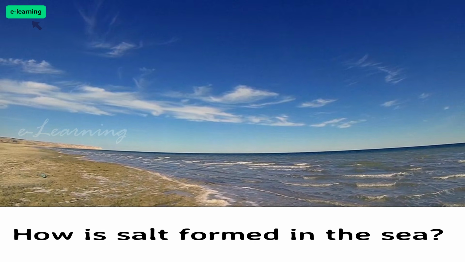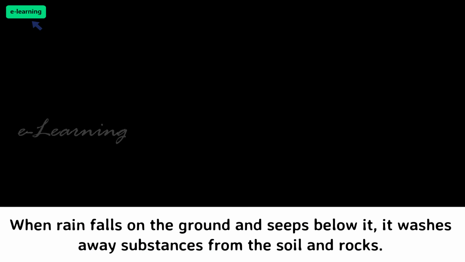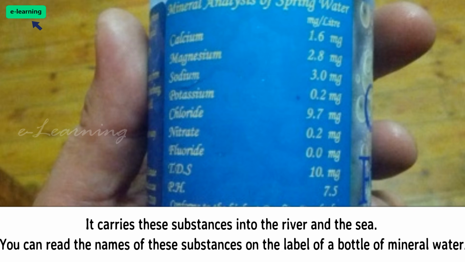How is salt formed in the sea? When rain falls on the ground and seeps below it, it washes away substances from the soil and rocks. It carries these substances into the river and the sea. You can read the names of these substances on the label of a bottle of mineral water.